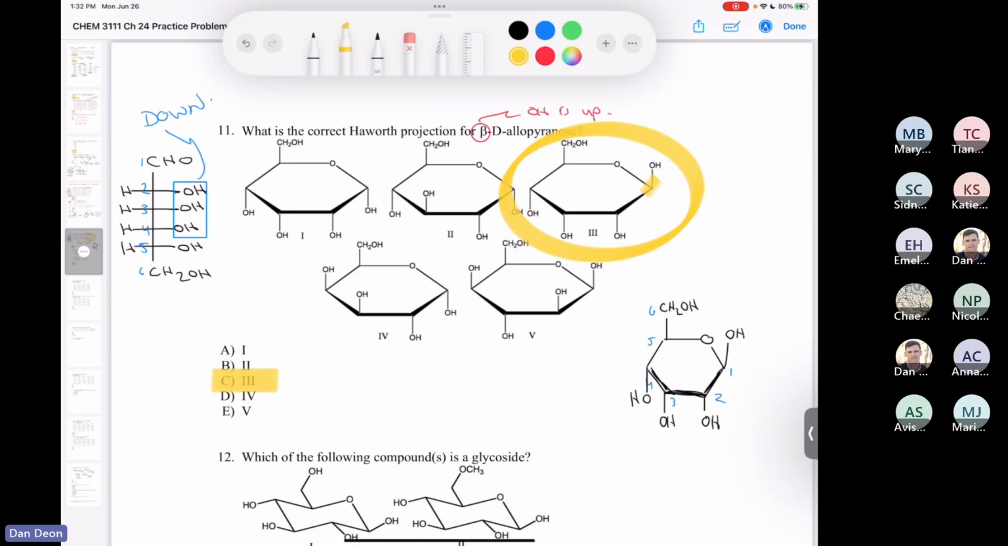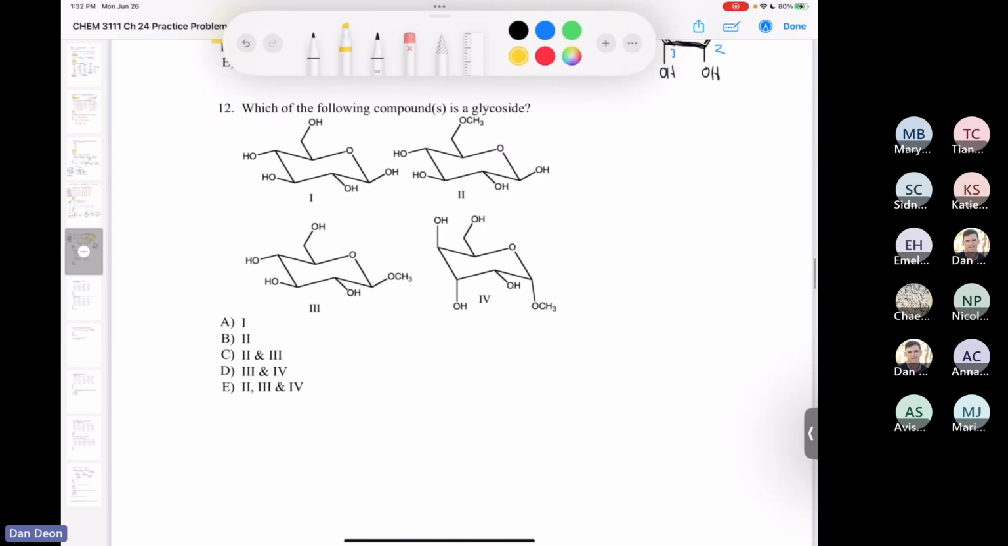And so the answer is 3. All righty, let's move on from there. Next question is, which of the following compounds is considered a glycoside? And so a glycoside exists when we have an acetal at the anomeric carbon. So acetal at anomeric carbon.